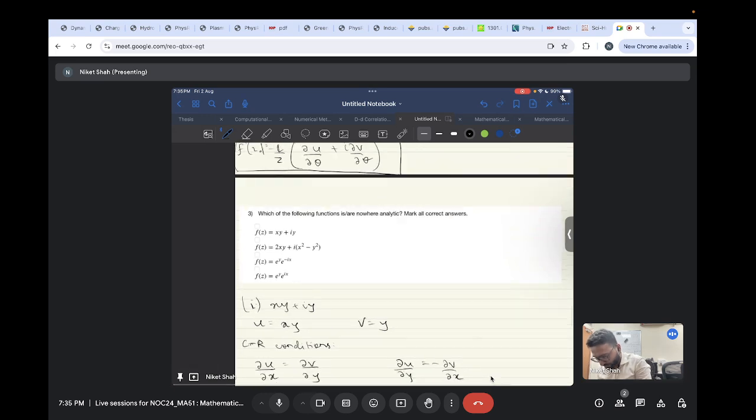So we check the first one and the third one. Sorry, the first one was nowhere analytic, but the third one was everywhere analytic. So what we want is functions which are nowhere analytic. So this is the correct answer, and this is the wrong answer. It is analytic, but what we want is a function which is not analytic. So that's why the third one is the incorrect answer.